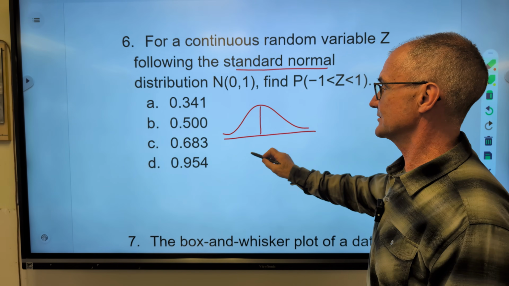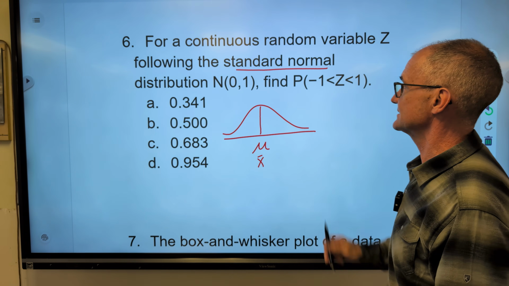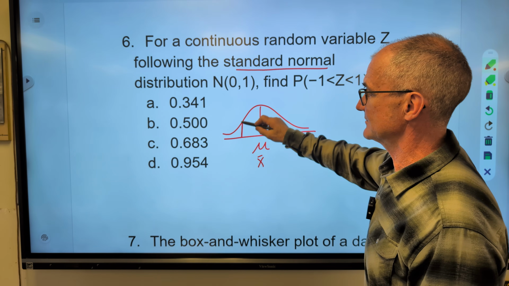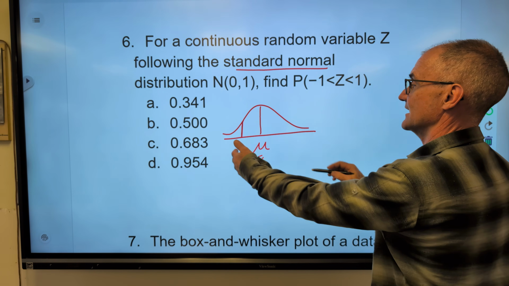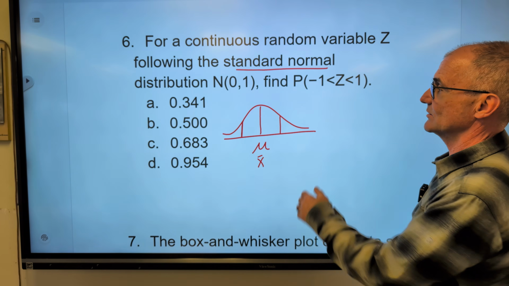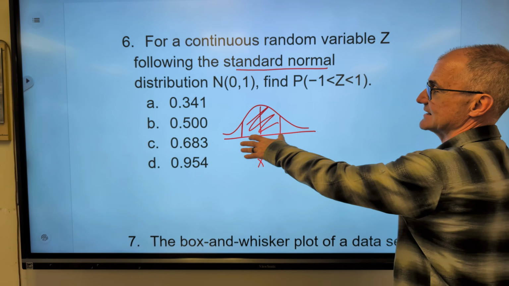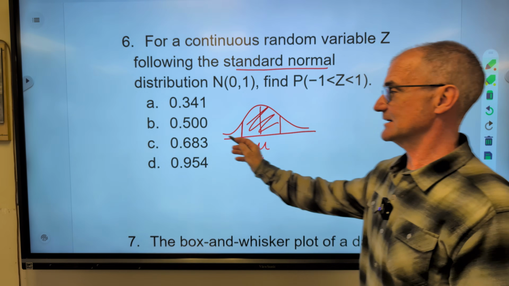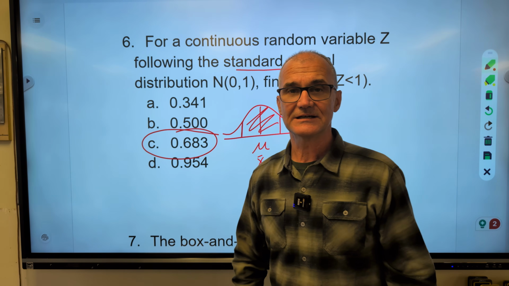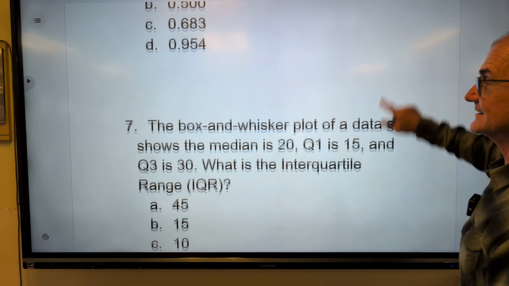It's right here in the middle, mu, sometimes seen as x bar, is our average. I am saying I am 1 standard deviation away to the left, 1 standard deviation away to the right. What is the probability that I'm in here? We know that's going to be that 68%. Correct answer, answer C right there. All right, moving right along.